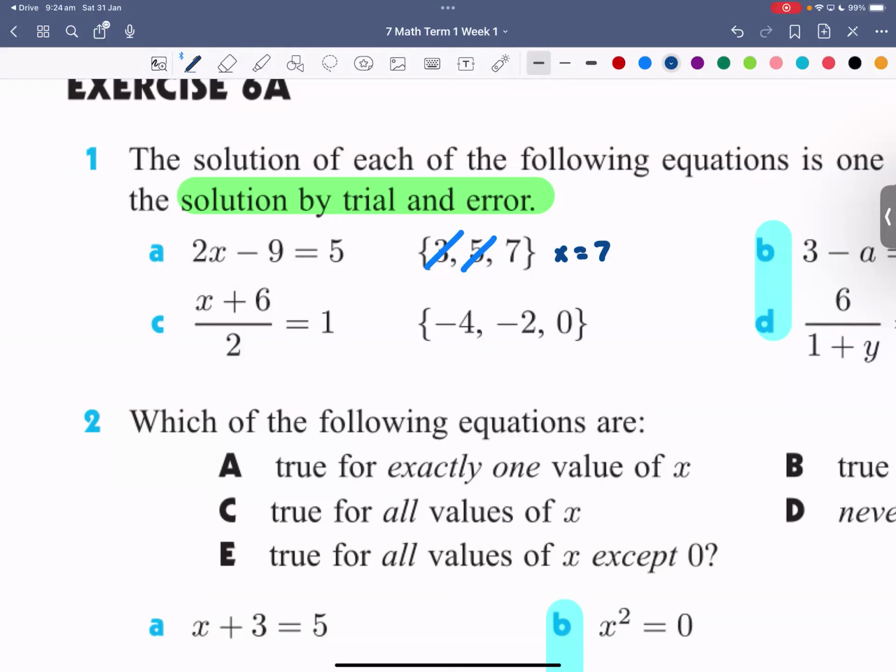All right, let's try the next one, guys, using trial and error. You have to be good with your negative numbers, okay, guys? You need to be good with your negative numbers.